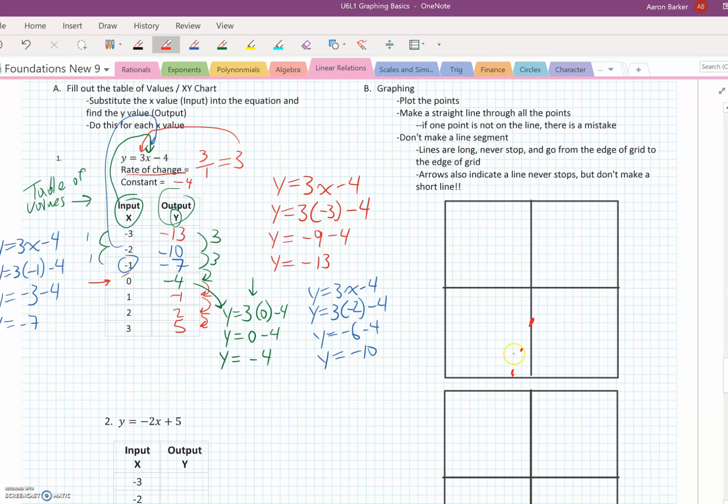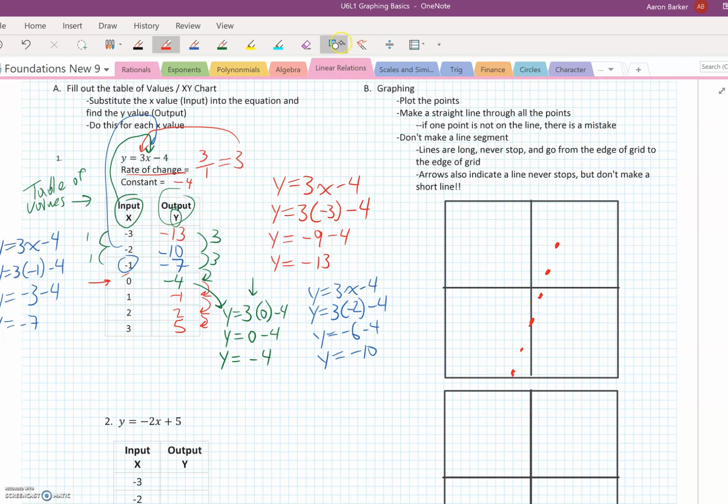But now we can go in the other direction. So we can plot 1, negative 1, whoops, right here. And then we can plot 2, positive 2. That's up here. And then we can plot 3, positive 5. 1, 2, 3, 4, 5. There we go. And so now what we have to do is make a line. So we now have points that make a line.